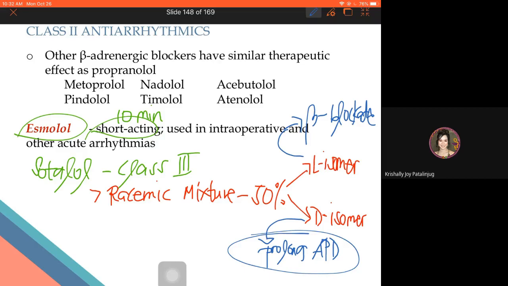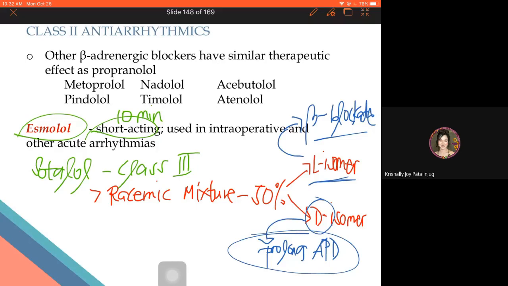Whereas the rest of the beta blockers do not have a dextro isomer. Usually, not all, but usually beta blockers are L isomers. And as I've said, the L isomer is responsible for the beta blockade property. So this is distinct about sotalol. It is not a class 2 agent, but a class 3 agent, although it is a beta blocker. So, that's all for class 2 antiarrhythmics, beta blockers.